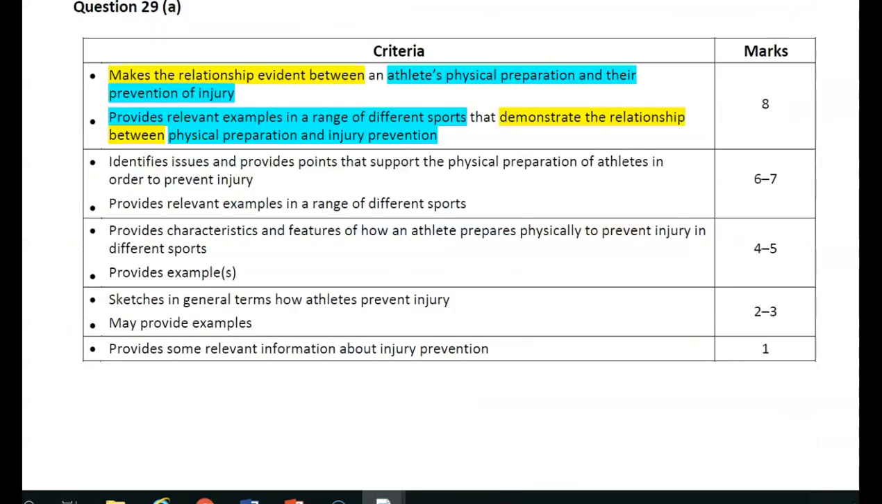When we apply that to the marking criteria, the directive term is shown by making the relationship evident between an athlete's physical preparation and their prevention of injury, which obviously links to the syllabus because it's highlighted in blue. It also involves providing relevant examples in a range of different sports that again demonstrate the relationship between physical preparation and injury prevention.